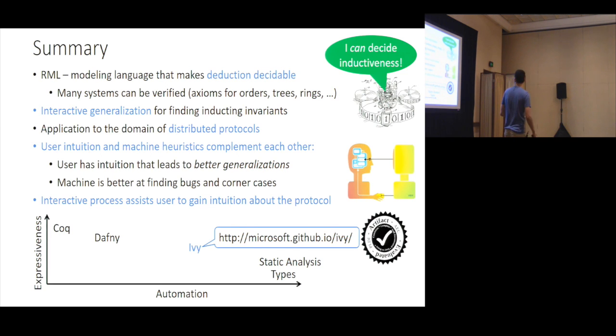Now, some insights that we've gained along the process: intuition and machine analysis really complement each other. The user has an intuition that leads to good generalization, and the machine is better at finding corner cases where the user's intuition is wrong. The hope is that leading to this interactive process, its intuition about the protocol and the invariant can actually be useful for people who design protocols. And you can also download Ivy. I encourage you to play with it and tell us what you think.